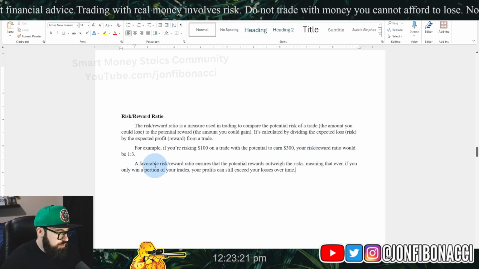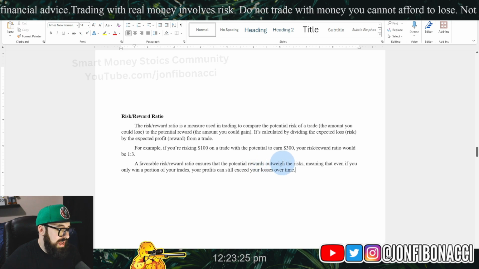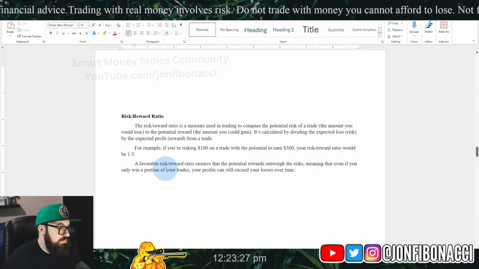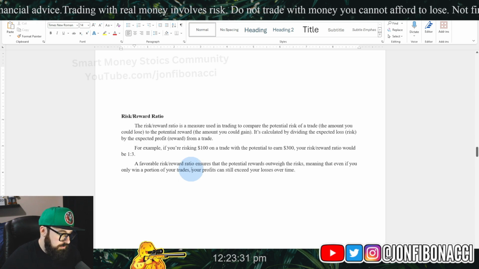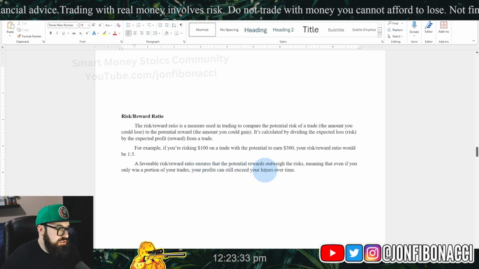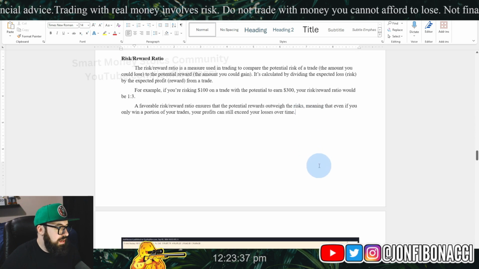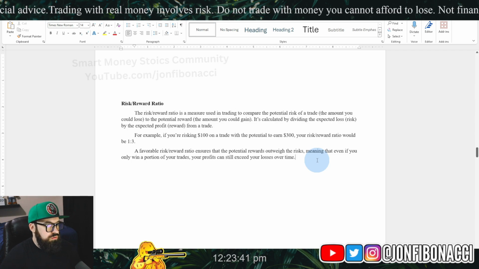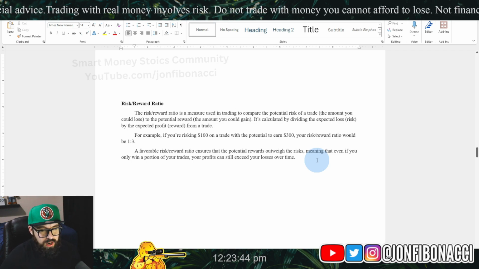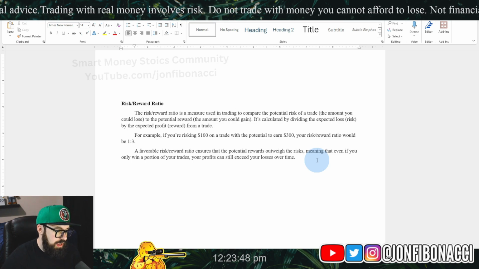A favorable risk-reward ratio ensures that the potential rewards outweigh the risk, meaning that even if you only win a portion of your trades, which is everybody, nobody's 100%, your profits can still exceed your losses over time. And I believe this is where I put that image in. Okay, yeah, I did. Cool. Okay, so I was not allowed to teach certain things back in the day.